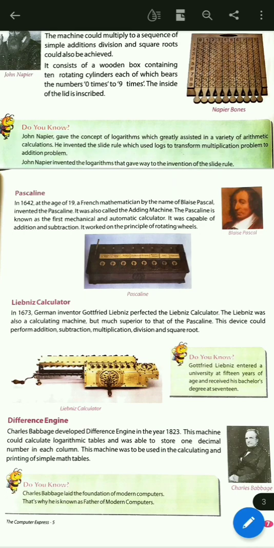It was of superior use than the Pascaline, meaning it was much better than the Pascaline machine. This device could perform addition, subtraction, multiplication, division, and square root. These are the things that the Leibniz calculator can do.